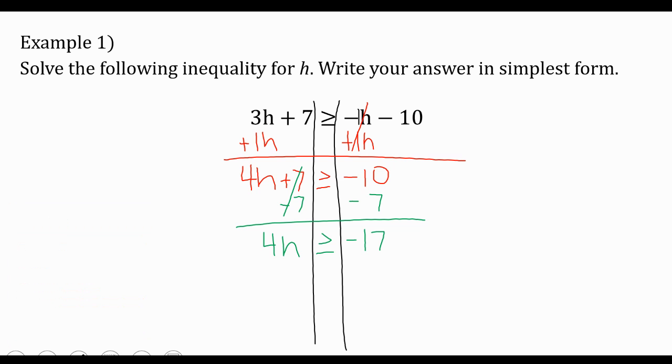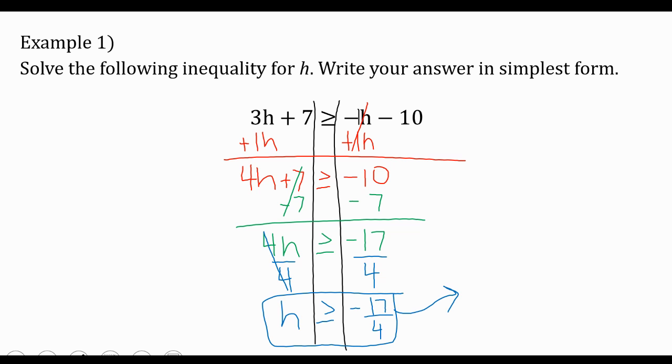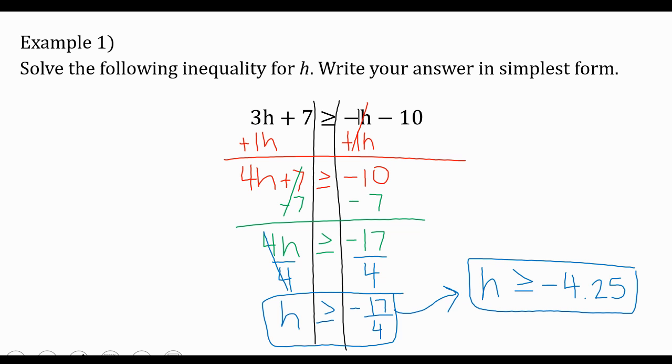All right, last step here is we're going to divide by this 4. It's a +4, so we do not touch the inequality sign. So those cancel. So we have h is greater than or equal to, okay, so -17 over 4, that's a fraction that we cannot simplify. So we're going to leave it as -17 over 4. I believe you can also write your answers as decimals in Delta Math. So you can write it as h is greater than or equal to -4.25 if you'd like. Either one is the correct answer.